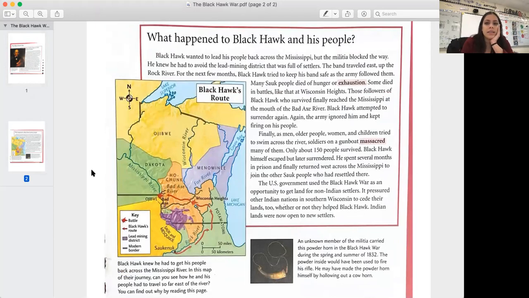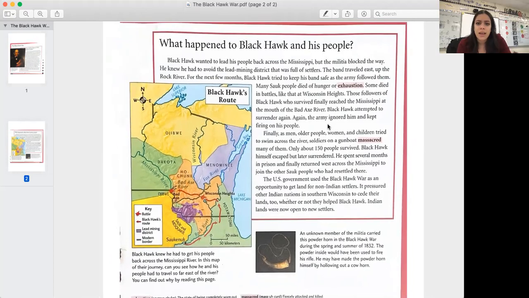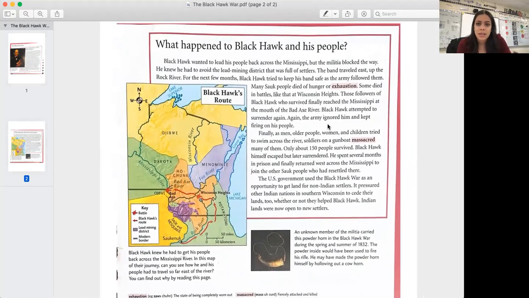Black Hawk wanted to lead his people back across the Mississippi, but the militia blocked the way. He knew he had to avoid the lead mining district that was full of settlers. The band traveled east up the Rock River. For the next few months, Black Hawk tried to keep his band safe as the army followed them. Many Sauk people died of hunger or exhaustion. Some died in battles, like that at Wisconsin Heights.